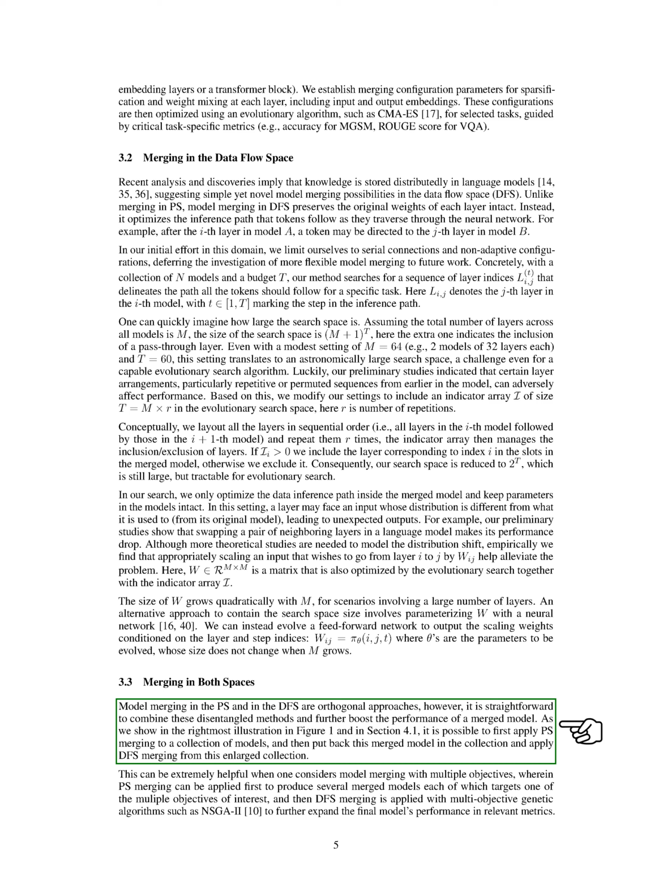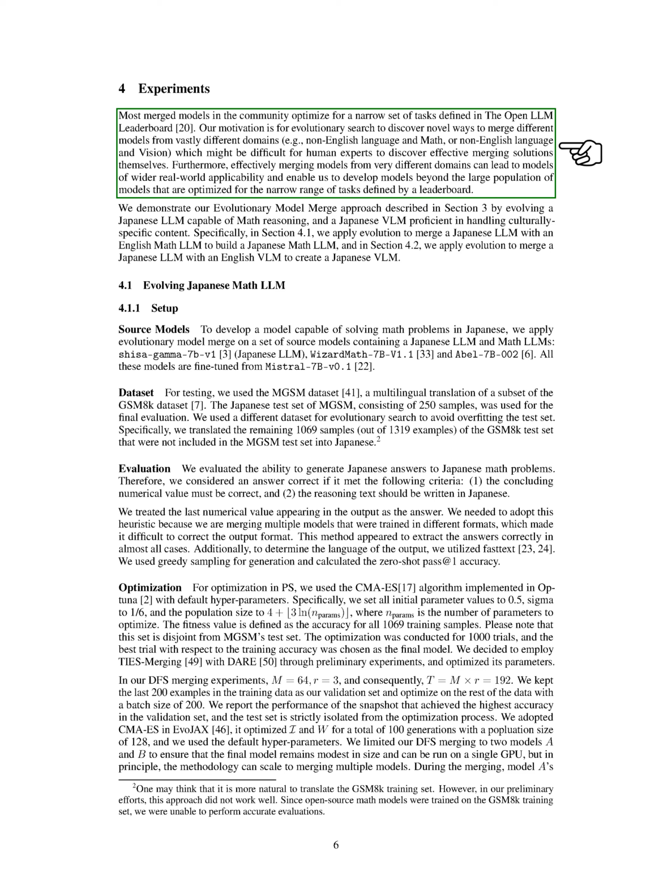Initially, PS merging can create several merged models, each focusing on a specific objective. Subsequently, DFS merging, using multi-objective genetic algorithms like NSGA2, can further enhance the overall performance of the final model across various metrics. Our goal is to go beyond the typical task optimization seen in existing merged models and instead explore merging models from diverse domains, such as non-English language and math, or non-English language and vision. This approach allows us to create models with broader real-world applications and move beyond the limitations of models optimized for specific tasks defined by leaderboards.